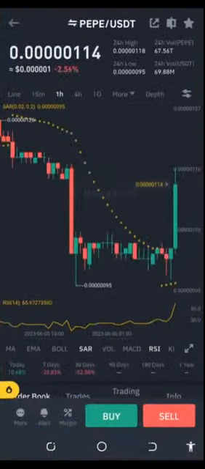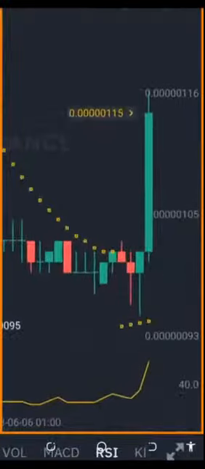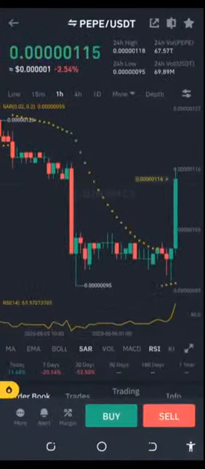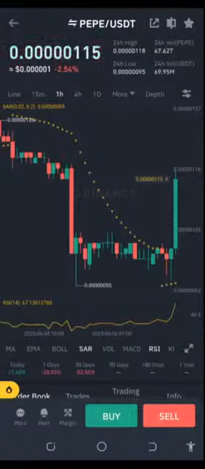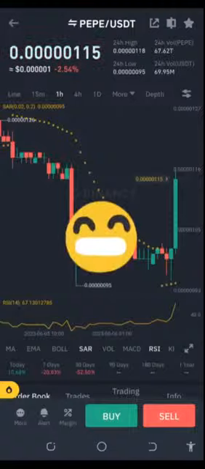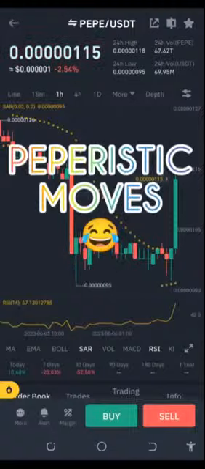And all of a sudden, it kept on going sideways until just a few minutes ago. And it just had a big pump, boom, to the top. And I'm telling you, Pepe has shown that it's time for it to pepper us. So Pepe has peppered us. It has given us some pepperistic moves.